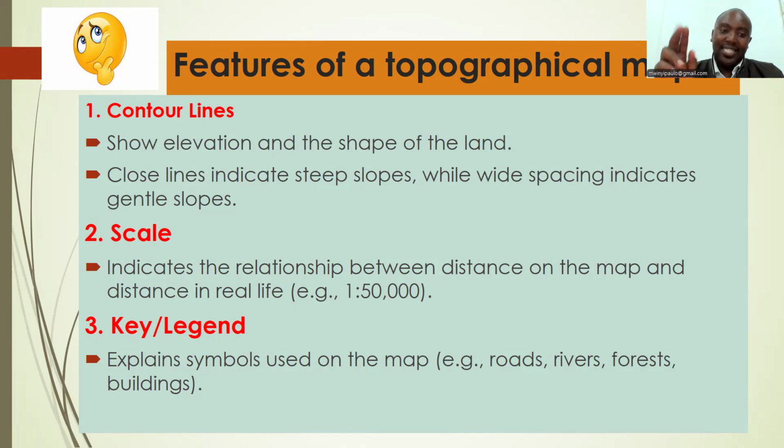The third feature of a topographical map is the key. The other name of the key is the legend. Now, the key explains symbols that have been used on the map, for example, rivers, forests, buildings, roads, and so on and so forth.